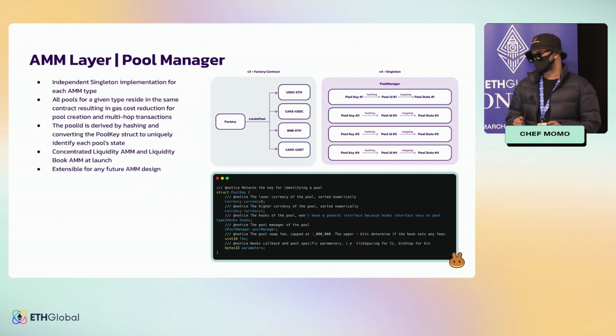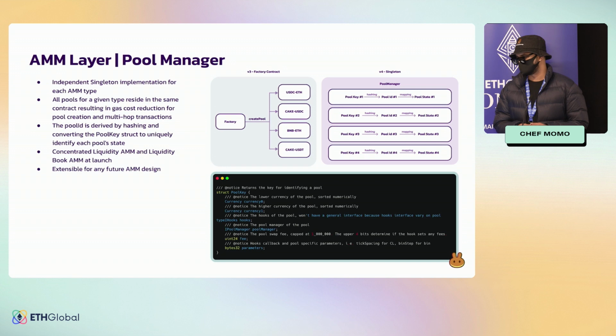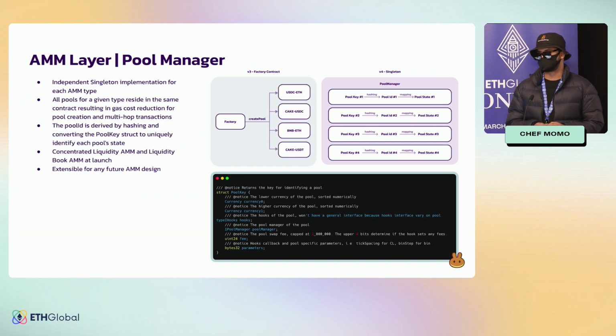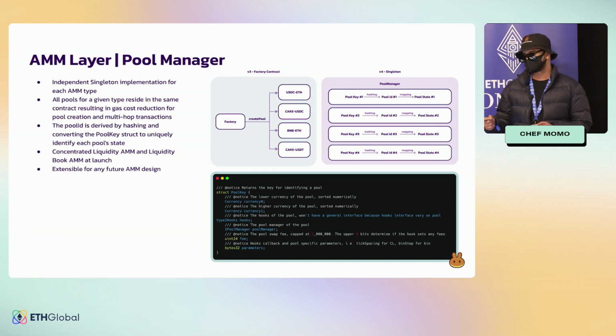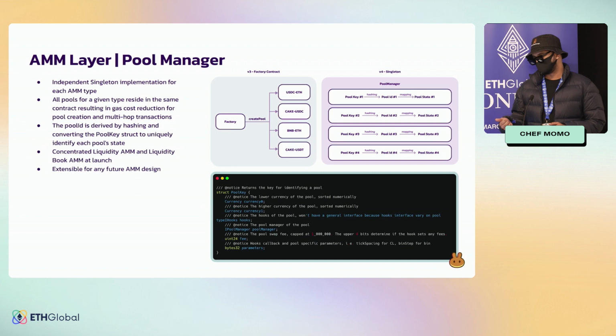What does it do? It simplifies the management and creation of liquidity pools, reduces the gas cost of pool creation by 99%, and also helps for multi-hop transactions, because now you don't need to move those tokens between different contracts. You can just settle it within the same contract, and that again leads to a lot of gas savings. So the key part here is you can add any AMM logic on the go using this layer.